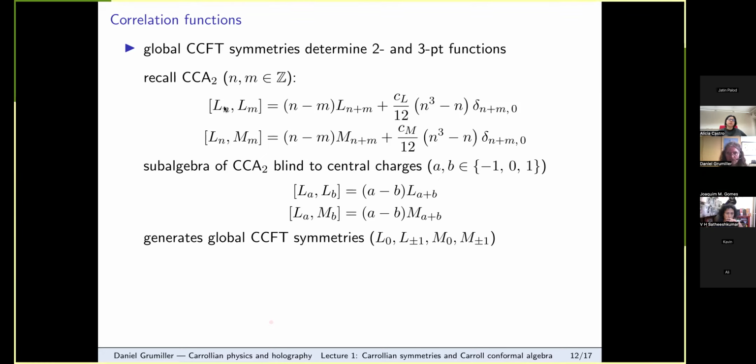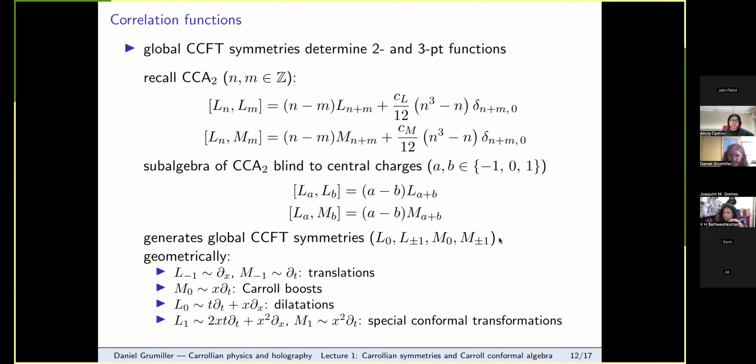So this is again the Carroll conformal algebra, the infinite dimensional one. And there's a subalgebra of this that is blind to the central charges. So this is just generated by these finitely many generators, L naught, L plus minus 1, M naught, M plus minus 1. So this is like the SL2R plus SL2R invariant subalgebra of the Virasoro algebra. And that generates the global Carroll conformal field theory symmetries. And the 2 and 3 point functions are constrained by those.